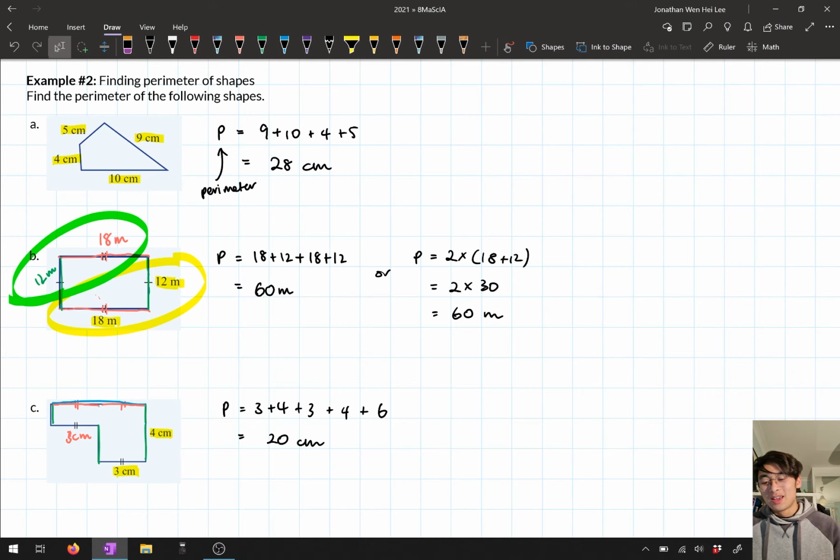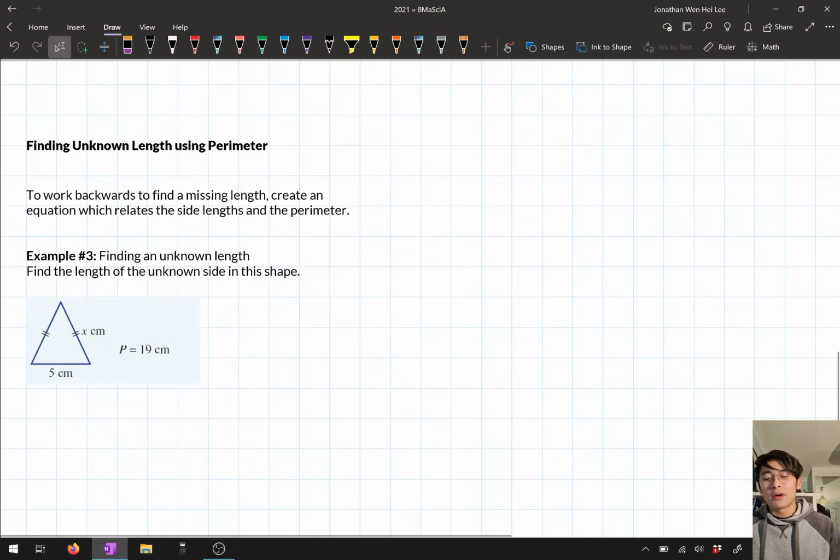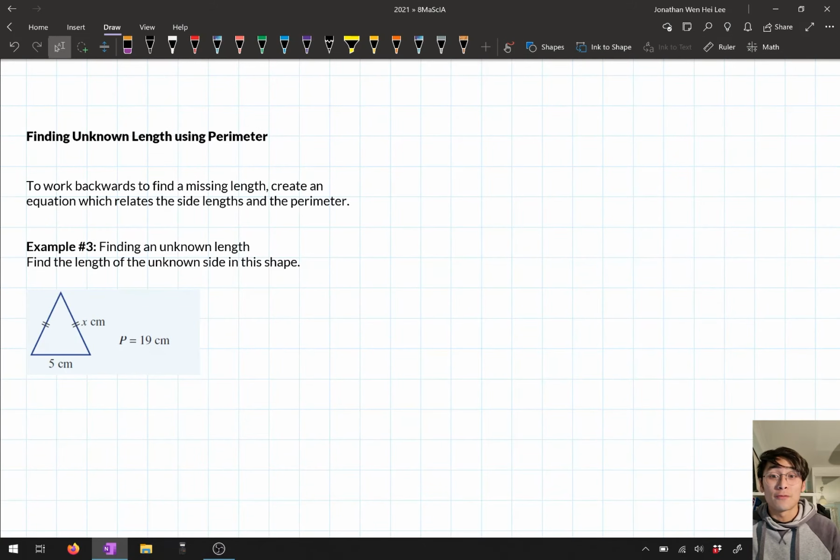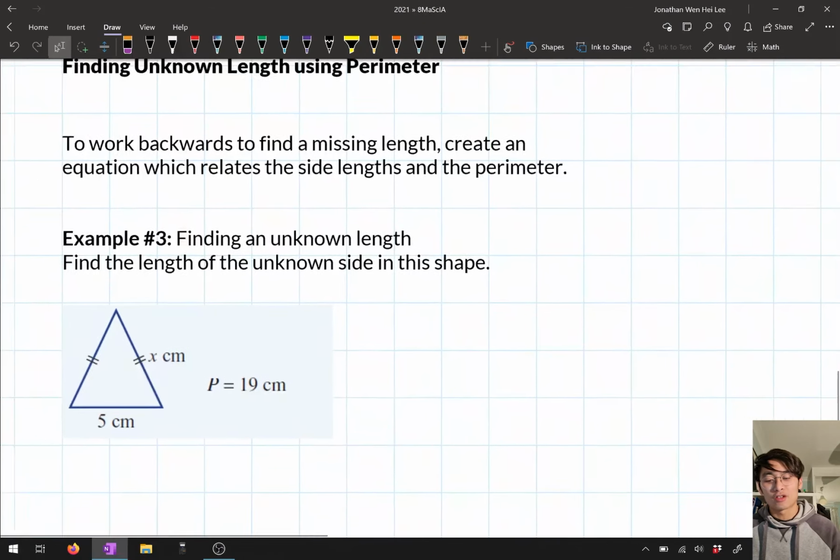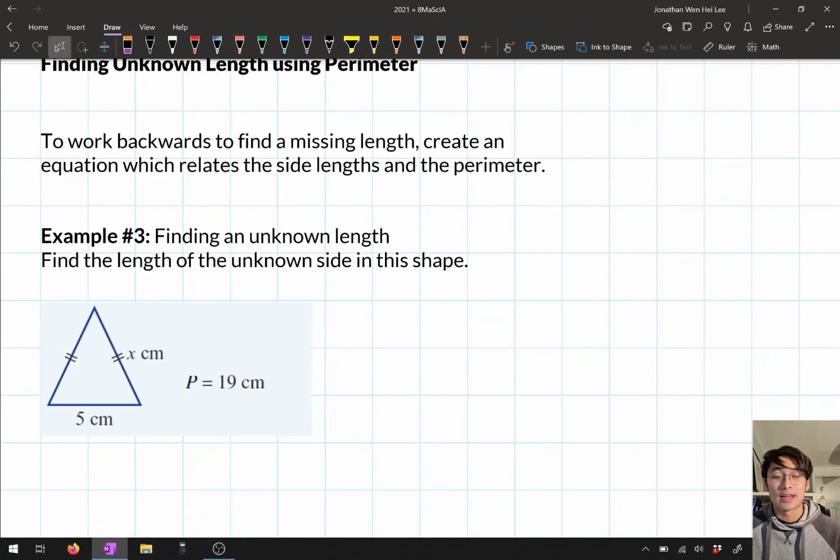Okay. Now for our final bit, what we want to be able to do is actually work backwards to finding missing lengths. So let's say they give us the perimeter of our shape and we want to be able to find one of our missing sides. To work backwards to find a missing length, create an equation which relates the side lengths and the perimeter. So like we did in those previous examples, what we're going to do is just add up all our side lengths and then write the perimeter that's equal to our perimeter. And in this case, they're going to actually give us the perimeter so we can work our way backwards.